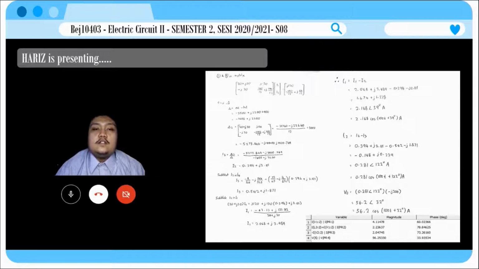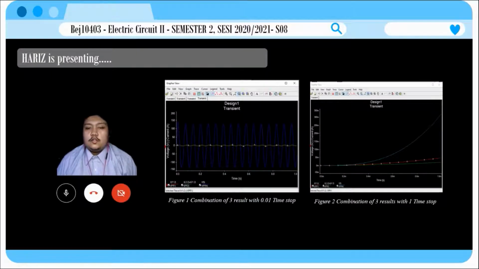And as you can see from the picture beside me, that is the comparison between the simulation and calculation. Okay, now for question 2, we need to plot the steady state current and voltage response of I1, I2 and the voltage out, Vout. So we use the previous simulation and plot the results into one graph, which consists of I1, I2 and Vout.